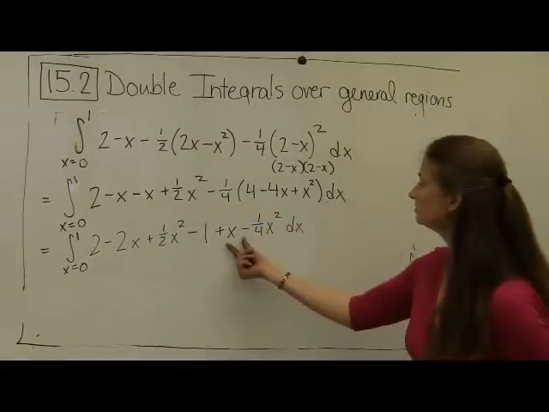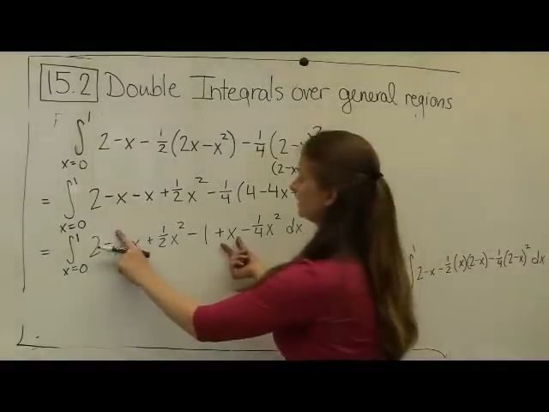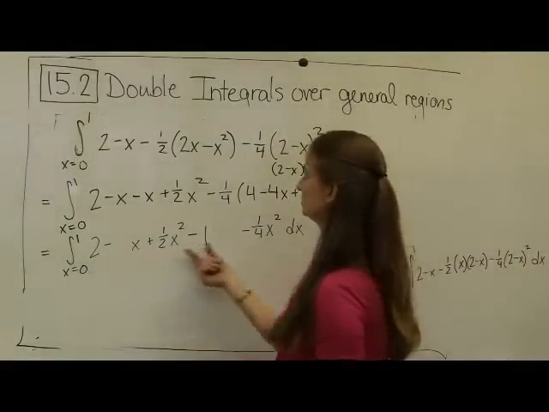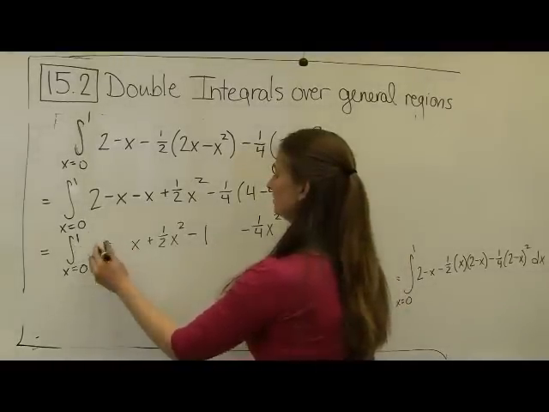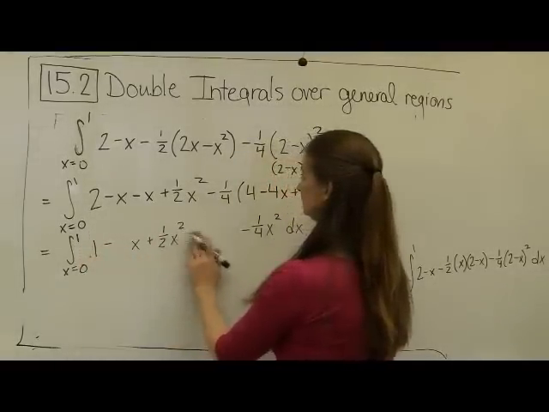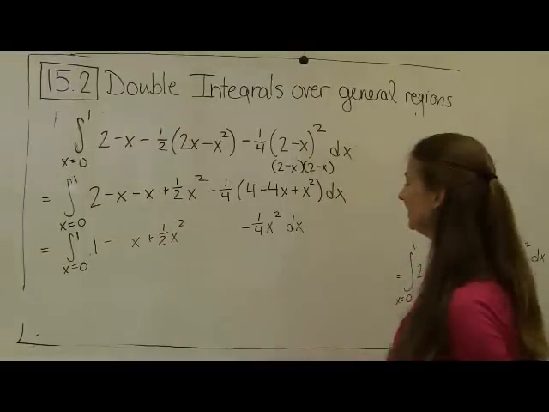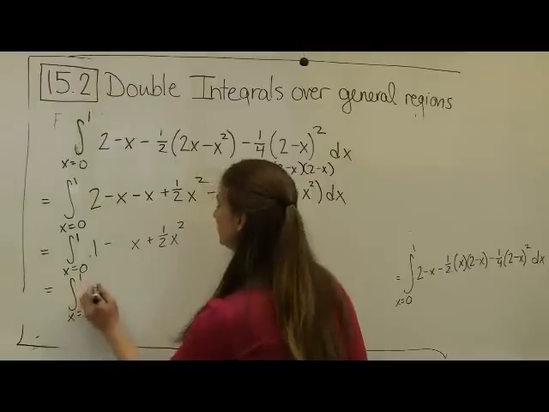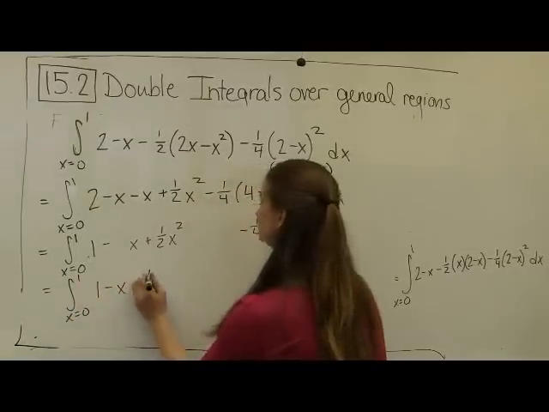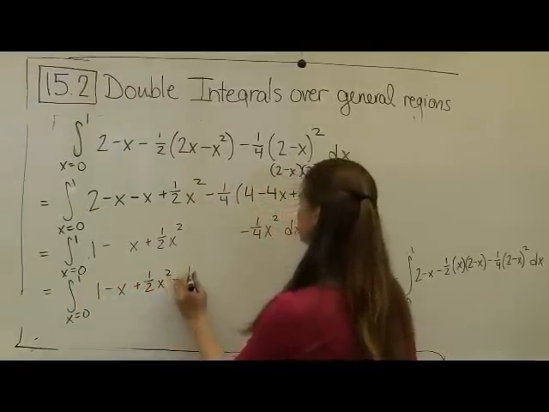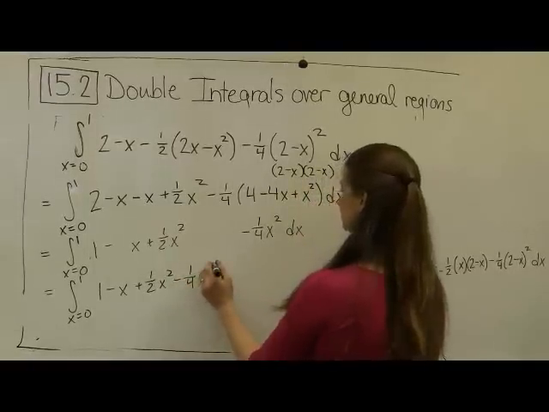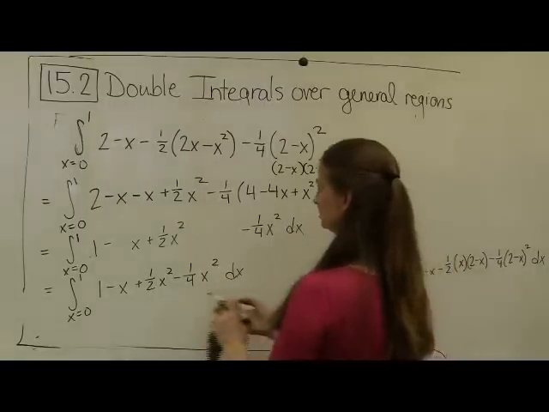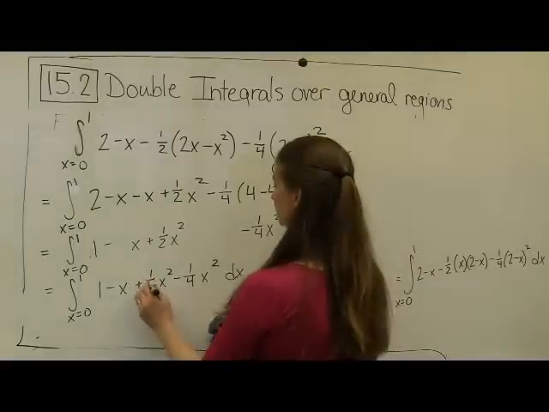I can combine some of these terms. Negative 2x plus x becomes negative 1x. And then 2 minus 1 becomes 1. So I'm left with the integral from x equals 0 to 1 of 1 minus x plus 1/2 x squared minus 1/4 x squared dx. Oh, 1/2 minus 1/4, I should combine those because that just becomes positive 1/4 dx.